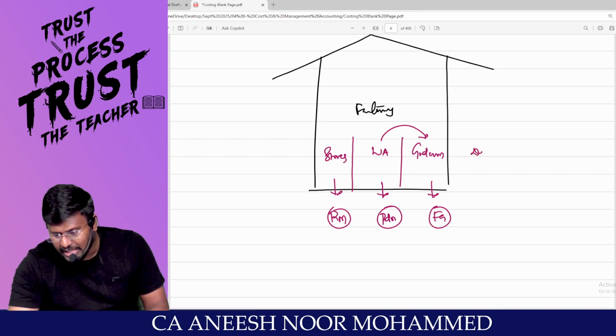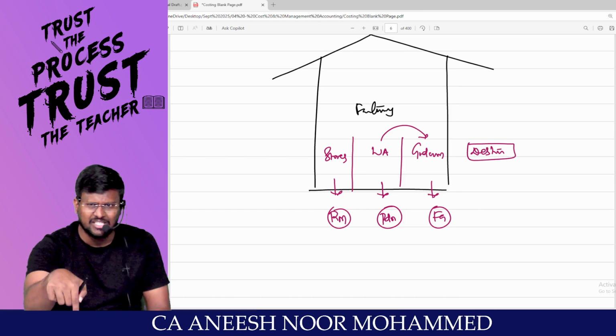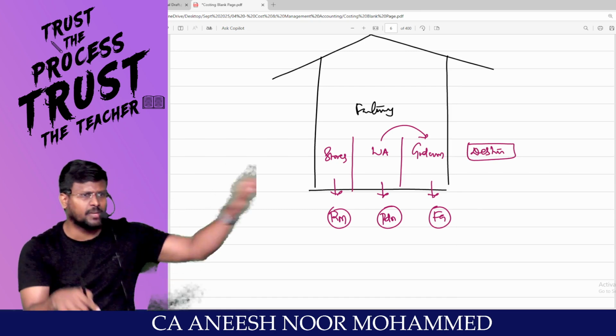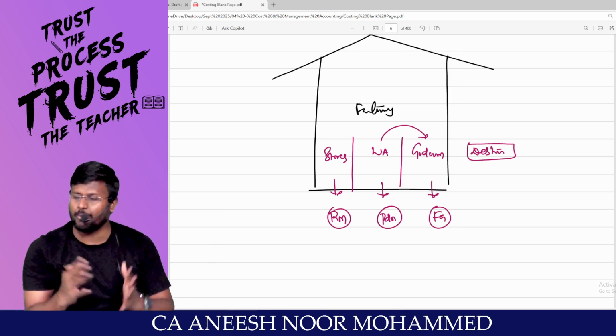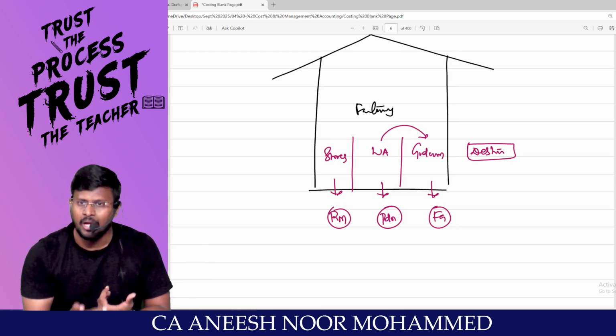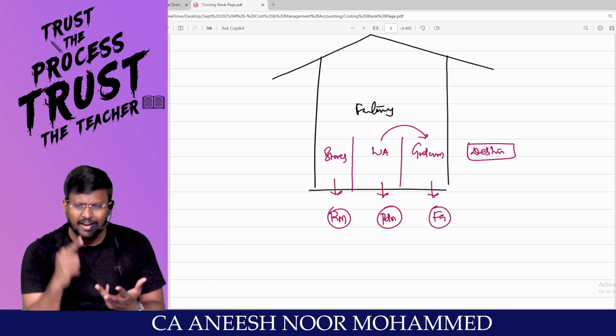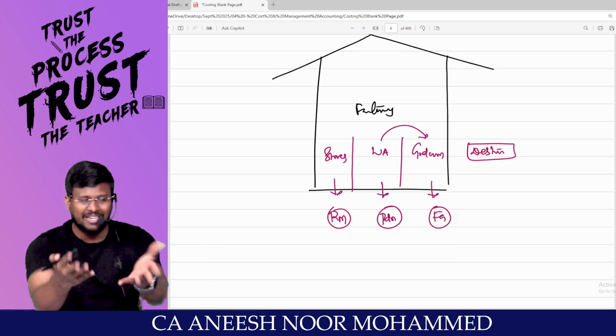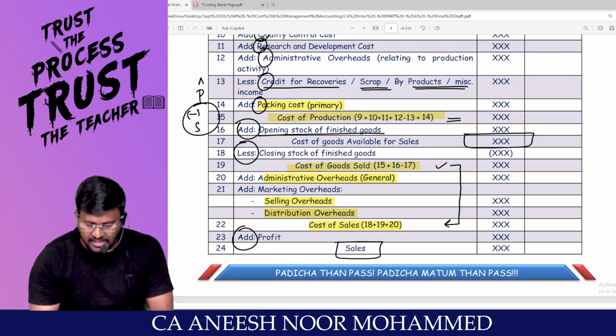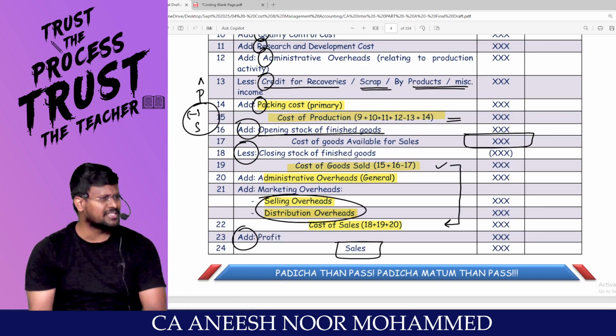Now, sir, the product has traveled from stores to work area to godown, and it should reach the debtor. Is the debtor situated inside my premises or outside my premises? So that person should know that there is such a product. For that, I have to do advertisement, marketing, sales promotion. I have to incur selling and distribution overhead. Right, sir?